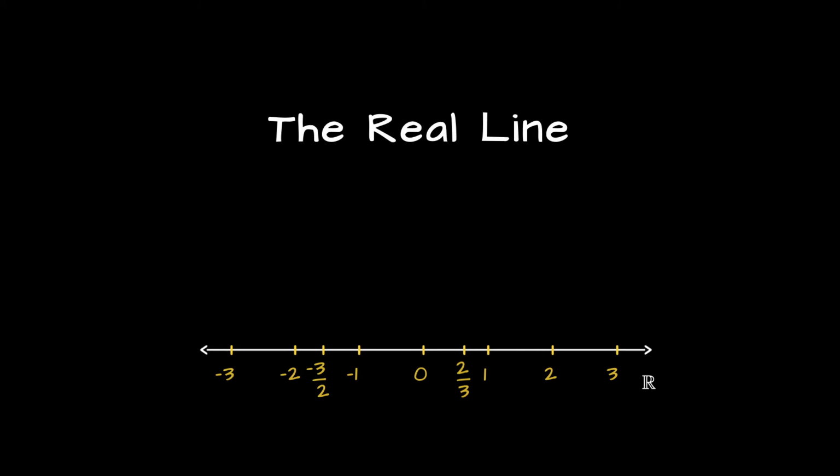There are stranger beasts on the real line than even that. Consider the irrational number square root of 2, which is approximately here, or another famous irrational number, pi, which is just to the right of 3. All of these numbers are organized into one structure, which we refer to as the real line. And it's a structure on which a great deal of mathematics takes place.